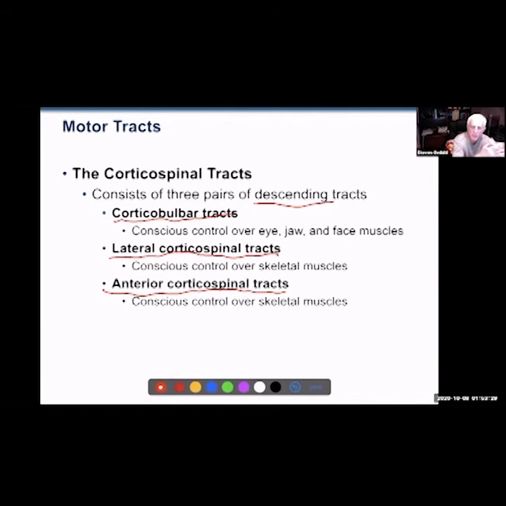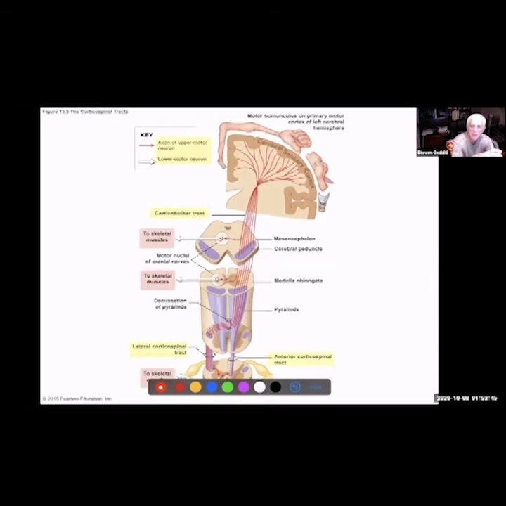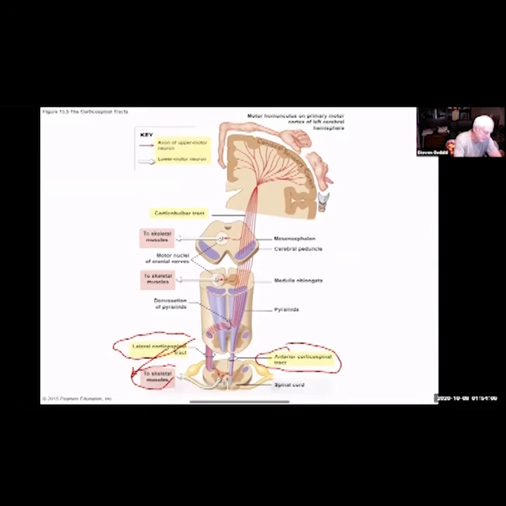The lateral corticospinal tract controls conscious control of skeletal muscles, and the anterior corticospinal tract also has conscious control over skeletal muscles. Again, here you see the same homunculus, the different areas of the body. And you see the lateral corticospinal tract, which feeds information out, and that goes to skeletal muscles. And the anterior corticospinal tract, which also goes to skeletal muscles.